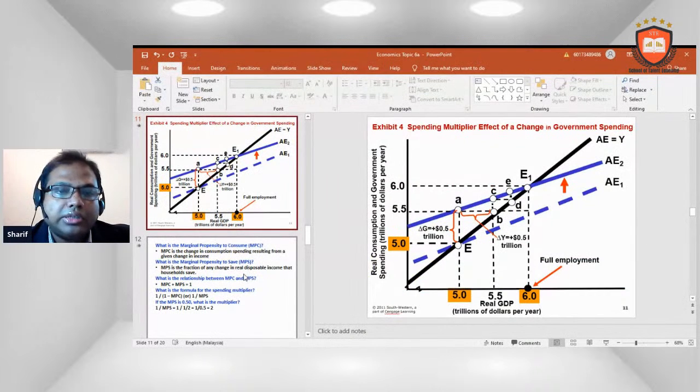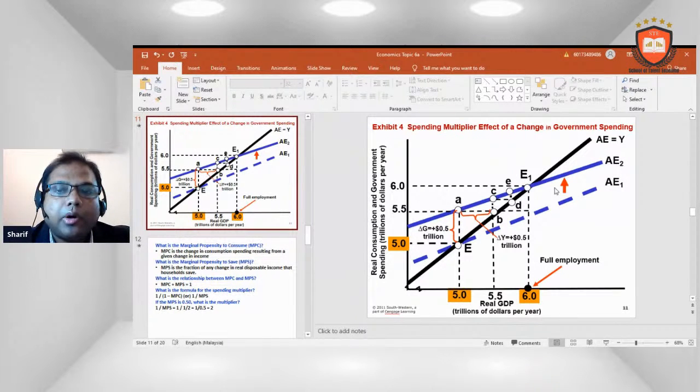So if we focus on that particular point, we can find that on the x-axis, this is the real GDP, and on the y-axis, this is the real consumption and government spending. At that particular point, AE equals Y, the spending multiplier effect of a change in government spending, and this is the E2, it's more than 5.